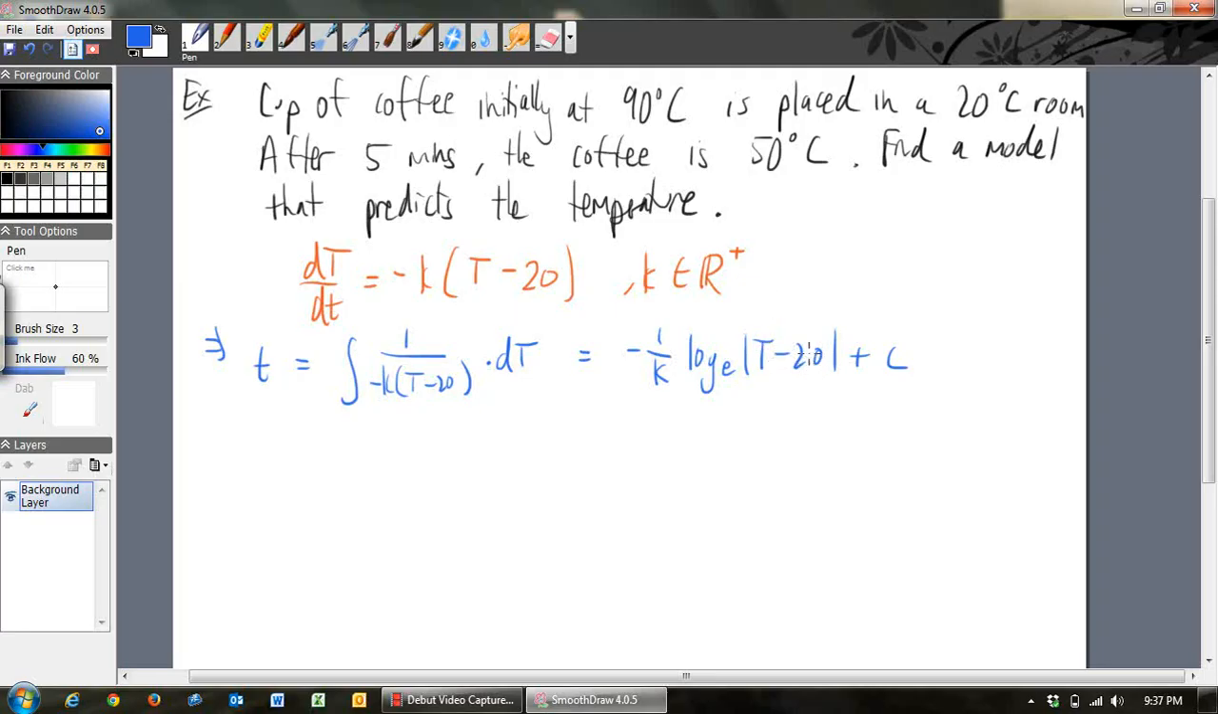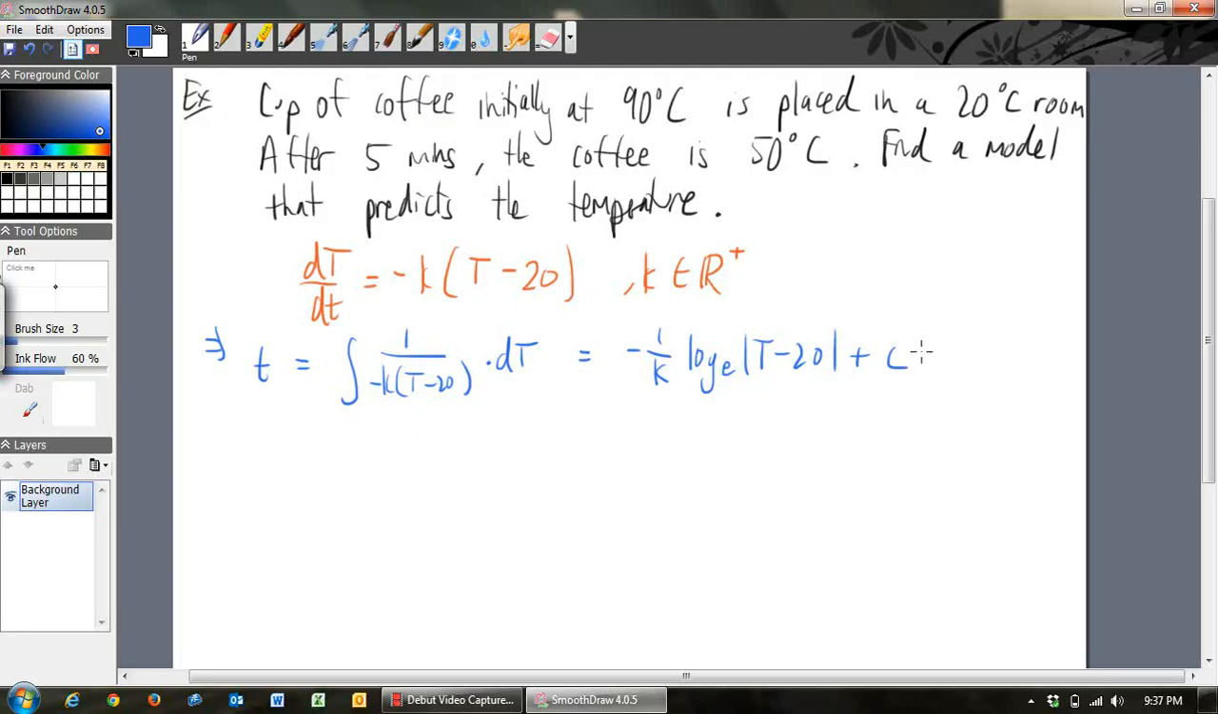Is T minus 20 always going to be positive? Now, if you think about the temperature of the coffee, will that ever drop below 20? Well, no, it won't. It's actually physically impossible for that coffee to drop below the temperature of the room. It can't have less energy. So that is actually always positive.